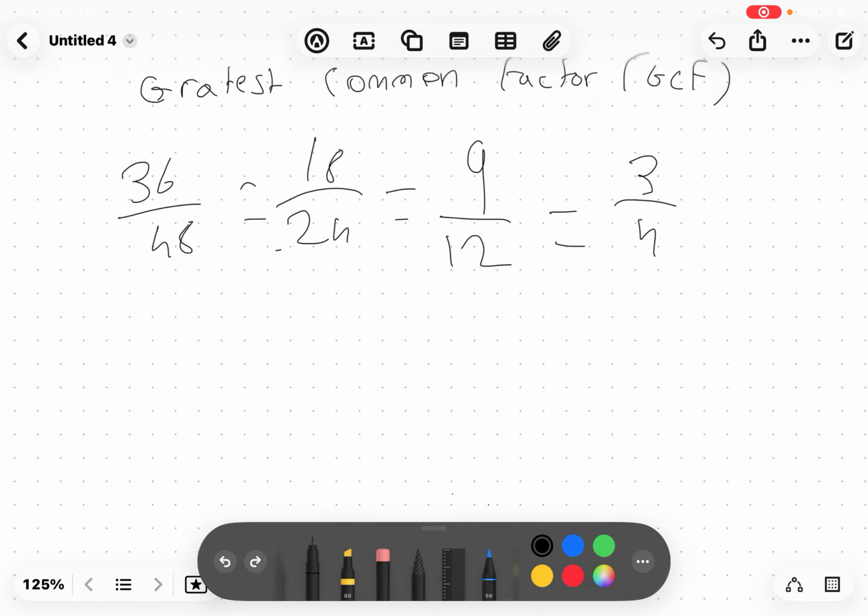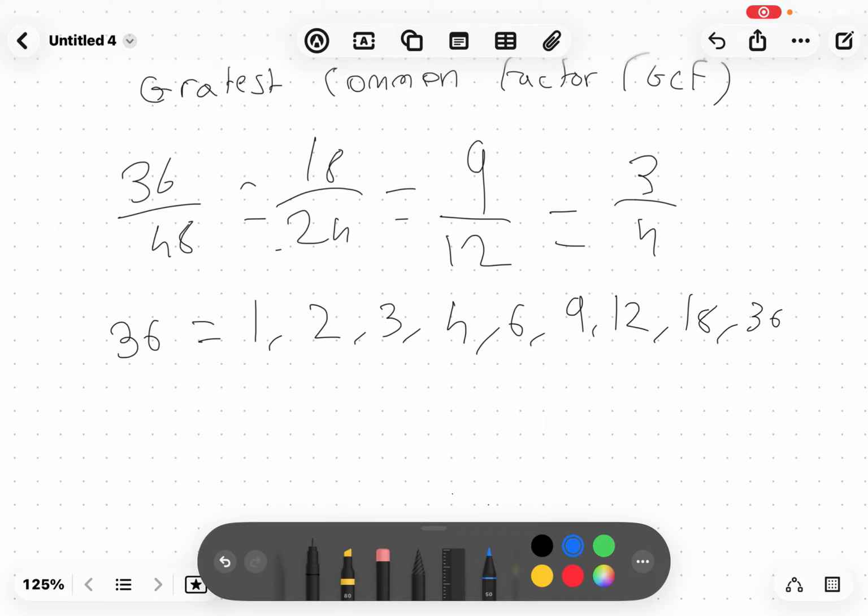So let's say the number is 36. So 1, 2, 3. So what actually creates it? 8, 9, 12, 18, and 36 itself. Then 48: 1, 2, 3, 6, 8, 12, 48.